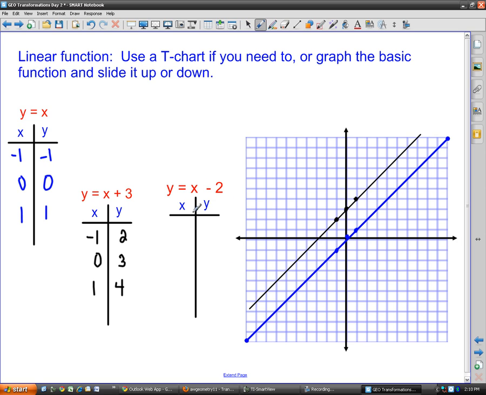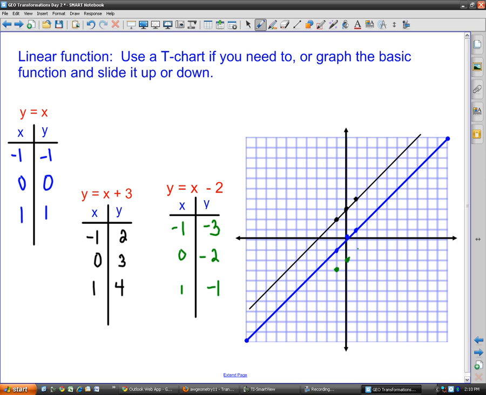And so if I put in my same values, and it's not because I'm putting in the same values that this is happening, it's because of the way the function reacts to what I have added or subtracted. If I put -1 in, I get -3. If I put 0 in, I get -2. If I put 1 in, I get -1. So let me plot these points. -1 over and 3 down will give me this point. If I go 0, I'm at -2. And if I'm at 1, I'm at -1.